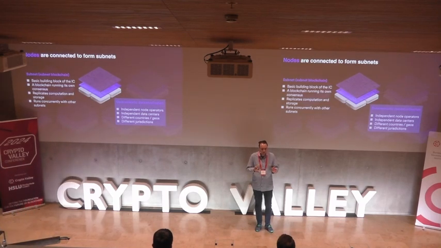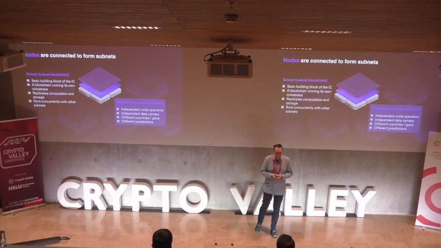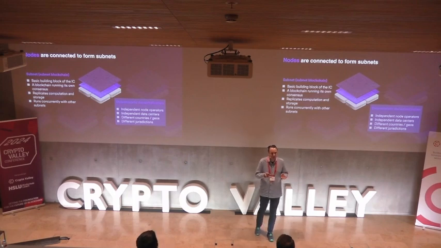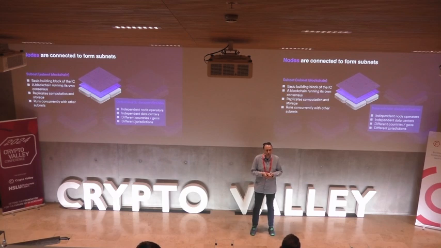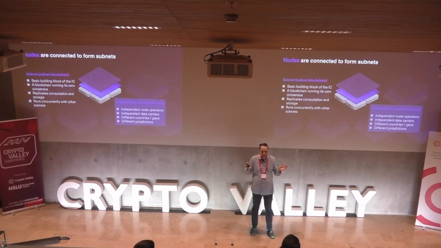Now those nodes are used by the protocol to form so-called subnets, or subnet blockchains. The subnet is the basic building block of the IC, and each subnet is its own blockchain running its own instance of the ICP consensus protocol. The subnet is the place that replicates computation and storage on the nodes that form the subnet. And every subnet runs concurrently with the other subnets, giving the whole Internet Computer a lot of throughput and storage capacity.